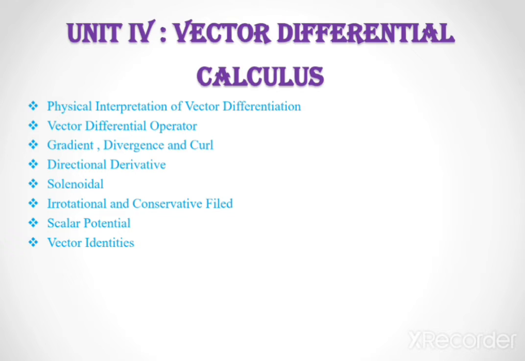Unit 4 is vector differential calculus. In this unit we are going to learn about differentiation of vector functions. The contents are physical interpretation of vector differentiation, vector differential operator, gradient, divergence and curl, directional derivative, solenoidal, irrotational and conservative fields, scalar potential, and vector identities.